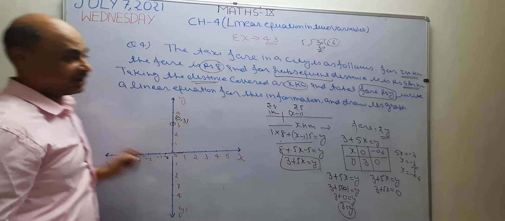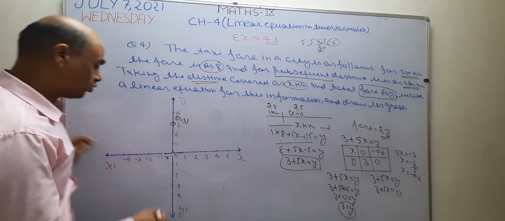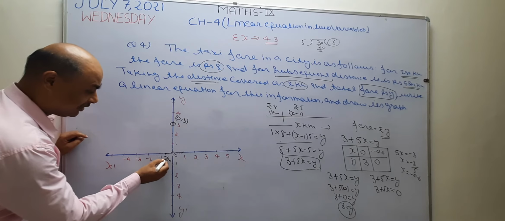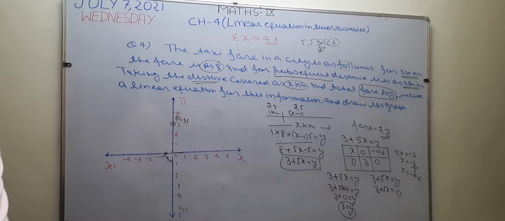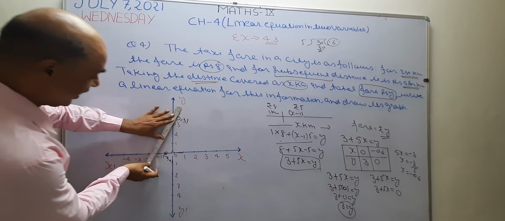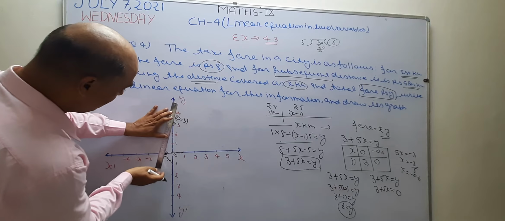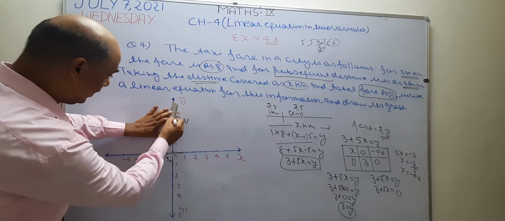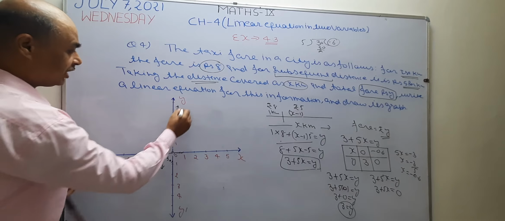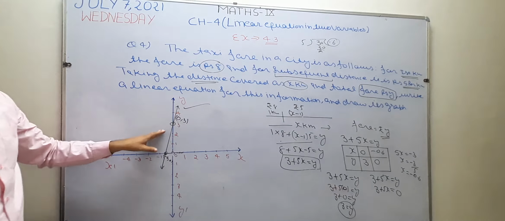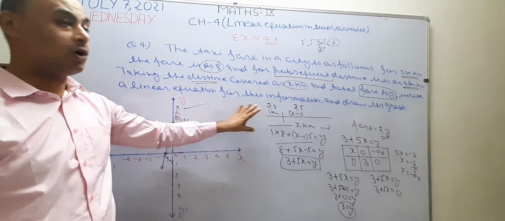So x value came and y value is 0. So the coordinates become minus 0.6 and 0. So this is the second point. Now join these 2 points. When you join these 2 points, this is the required graph line of the given equation. I hope it is clear now.